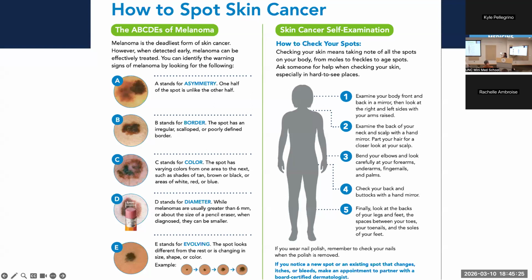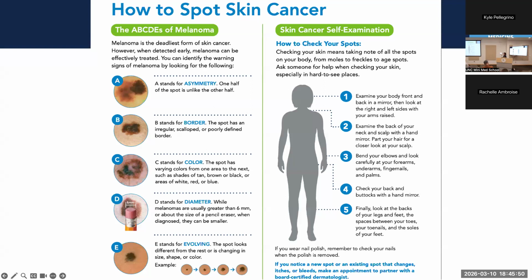D is for diameter. We say things that are more than 6 millimeters, or bigger than the tip of a pencil eraser, are getting a little bit on the bigger side. Especially if it's changing, which brings us to the E, for evolution. If you yourself have noticed a change, then that is definitely something that we should also check out. So those are simple rules of thumb.